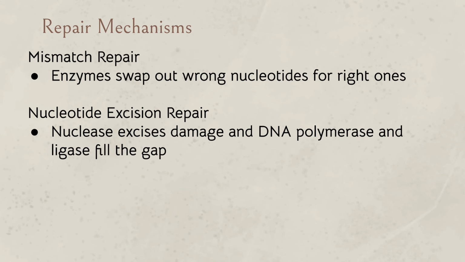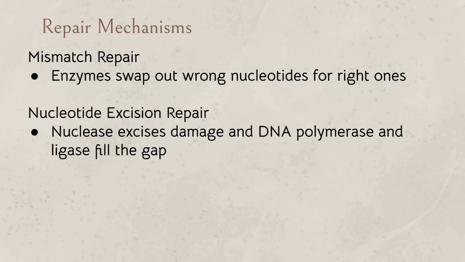Okay, so here are some repair mechanisms. Mismatch repair is when enzymes switch out the wrong nucleotides for right ones. Say we are supposed to have ATG at a certain point, and we instead have ACG. Then mismatch repair can swap the C for the right one.